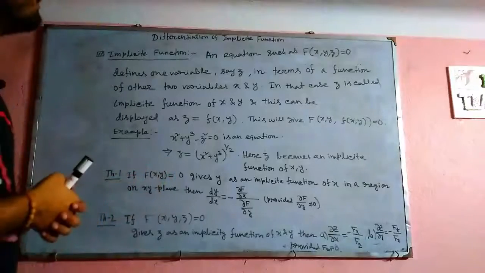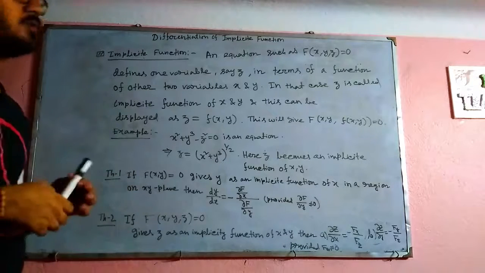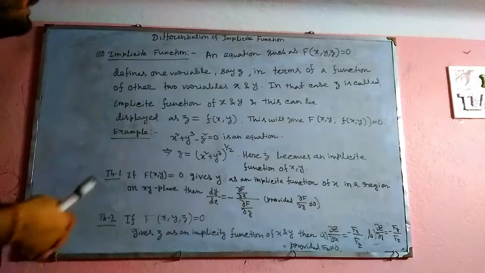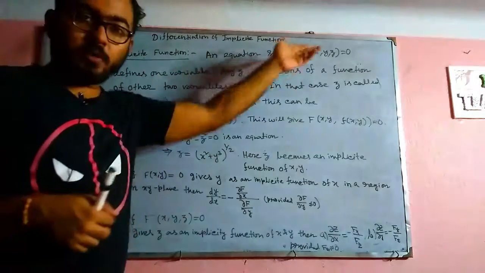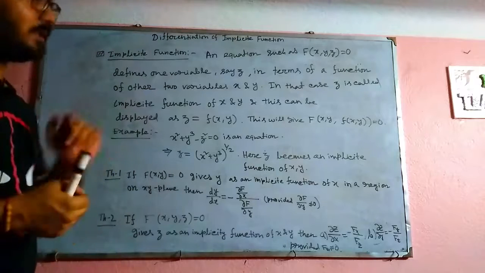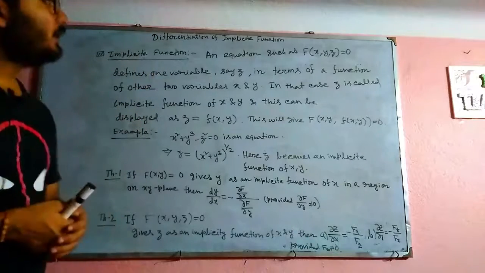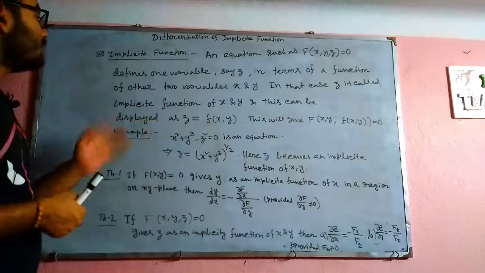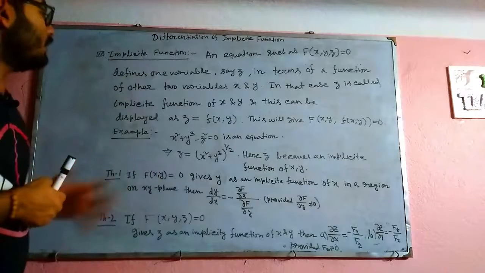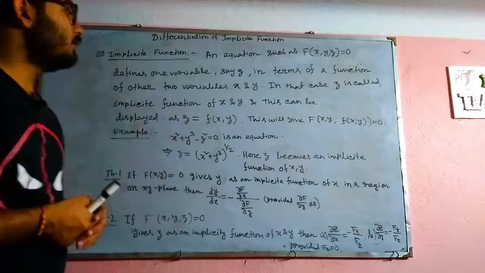So now I will tell you how to differentiate an implicit function. At first we have to know what is an implicit function. A relation such as f of x, y, z, where f is a multivariate function of three variables x, y, z, defines one variable, say z, in terms of a function of the other two variables x and y. In that case, z is called an implicit function of x and y, and this can be displayed as z equal to f of x, y.